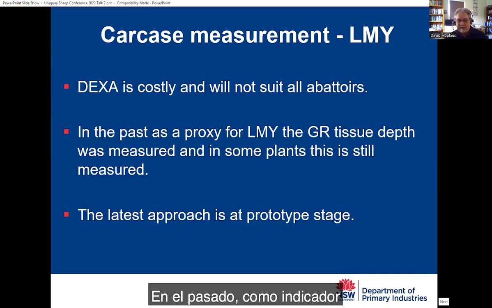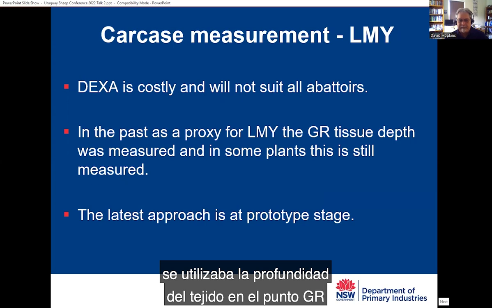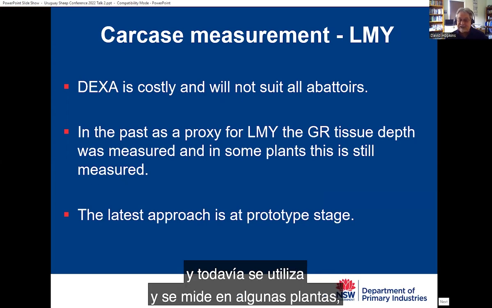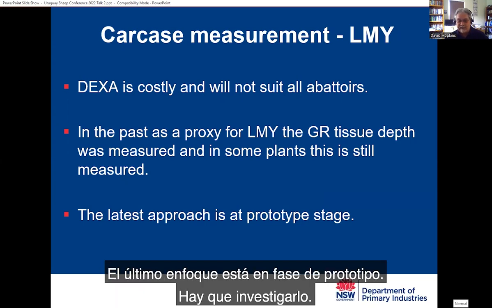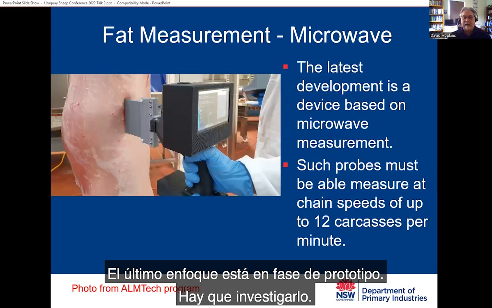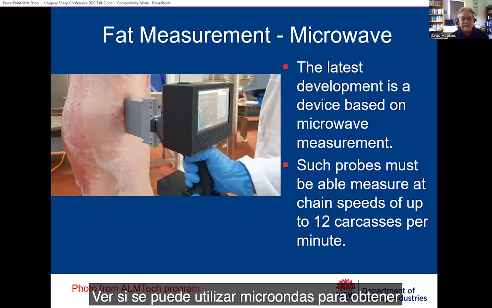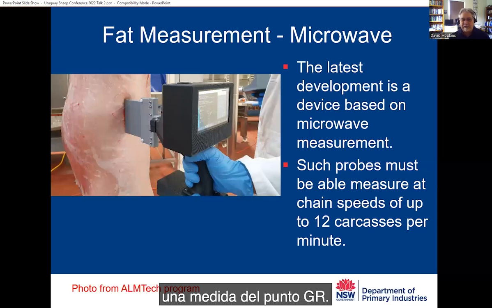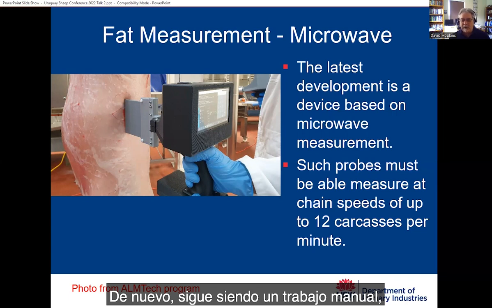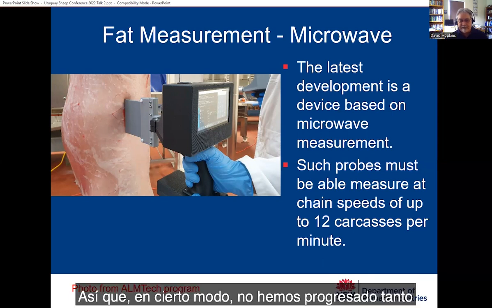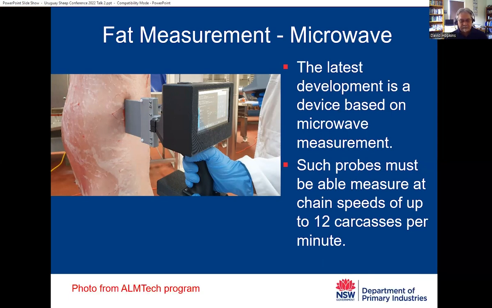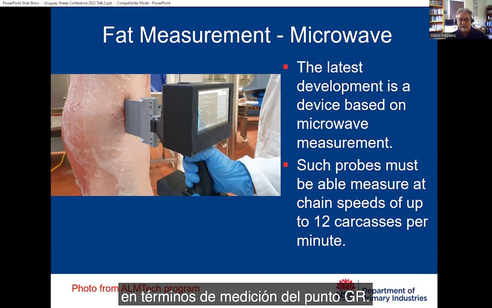In the past, as a proxy for lean yield, of course, we've used GR dish depth, and it's still been used and measured in some plants, particularly just by using a simple knife. The latest approach is at a prototype stage, and that's actually to investigate the use of microwave and whether microwave can be used to give us a measurement of GR. Again, it still relies on the human, and the technology is still at that prototype stage. So in some ways, we have not progressed all that far in terms of measuring GR.